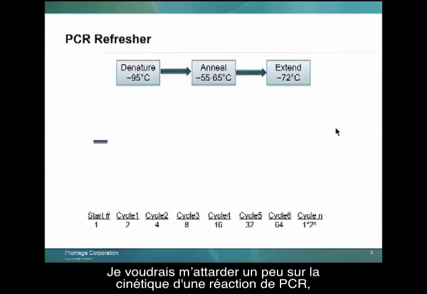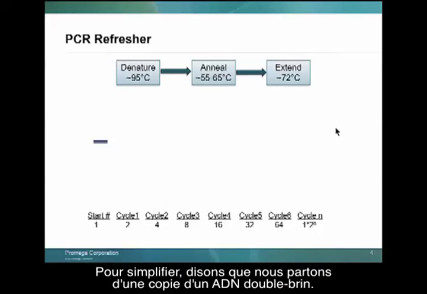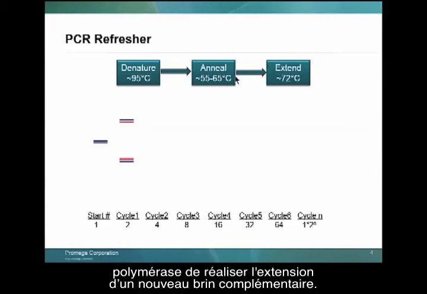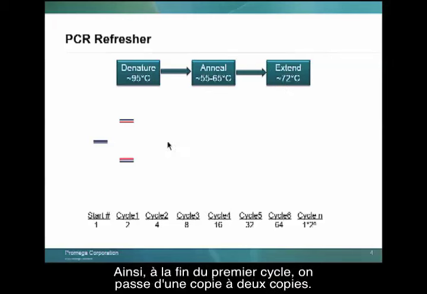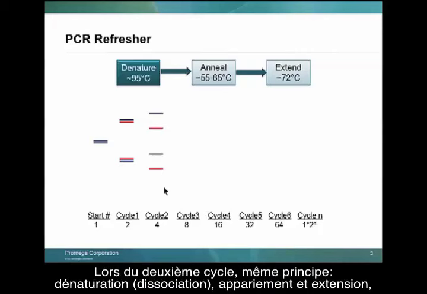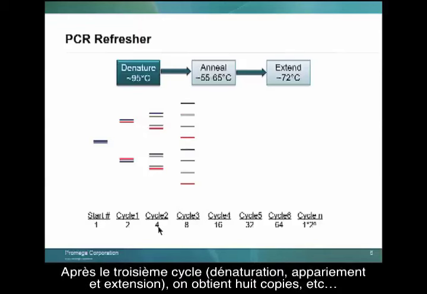So I want to go over some of the kinetics of a PCR reaction, because again, those are going to be identical to what you see in a real-time reaction. So let's just say, for simplicity's sake, that we start with one double-stranded DNA copy. In that first cycle, then, we will denature those two strands, allow for annealing of our primer and extension by Taq polymerase. And at the end of the first cycle, we have gone from one copy to two copies. In cycle two, we'll do the same thing. Denature, anneal, extend, and now we have four copies. In cycle three, denature, anneal, extend, we have eight copies, and so on.